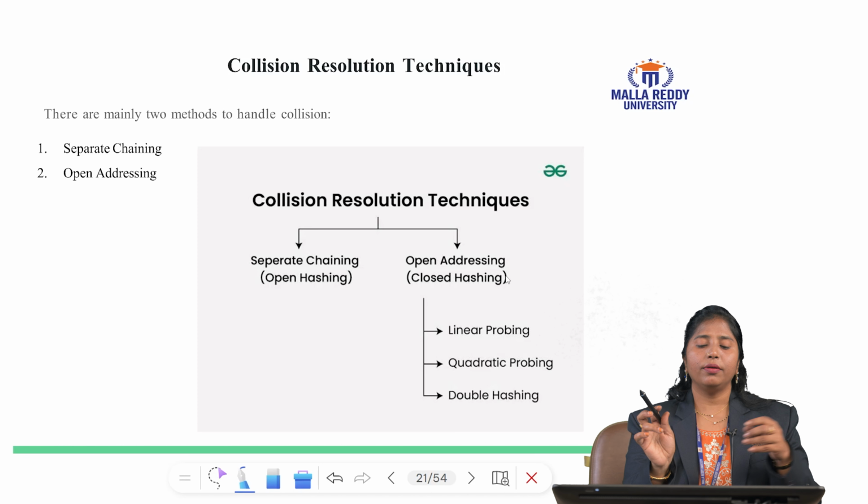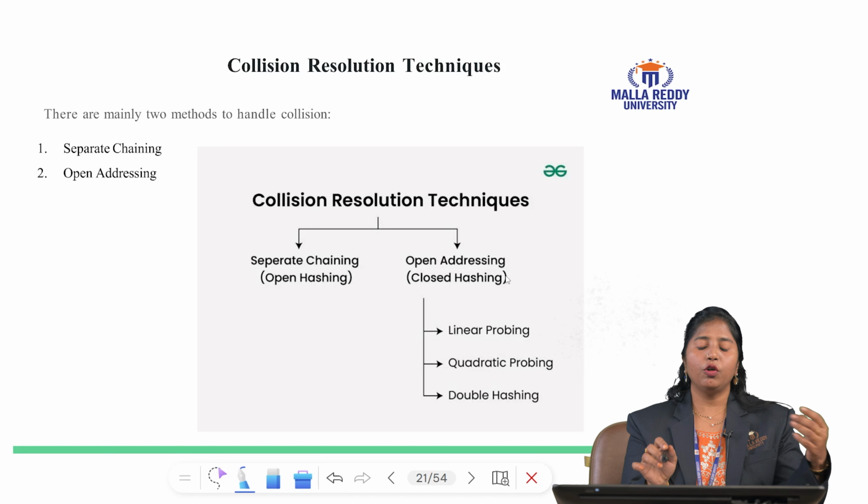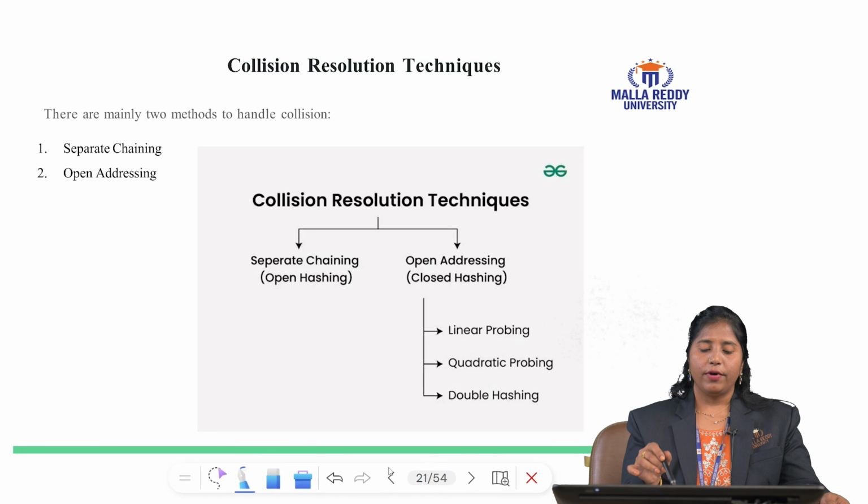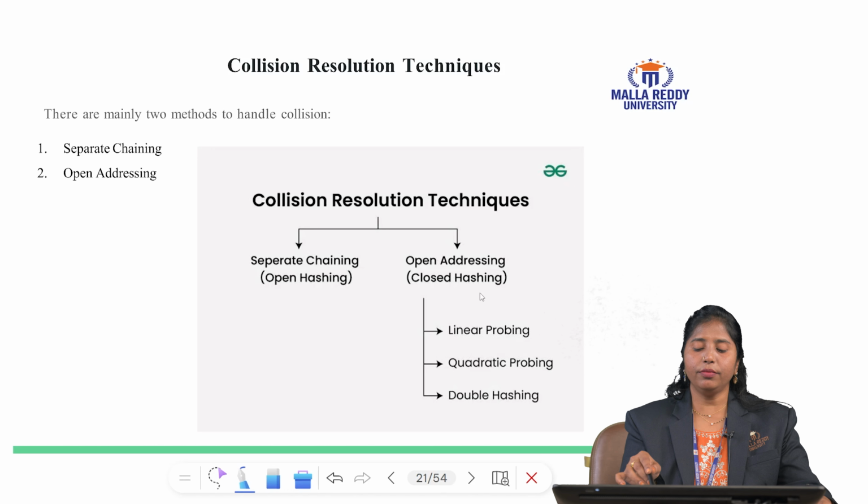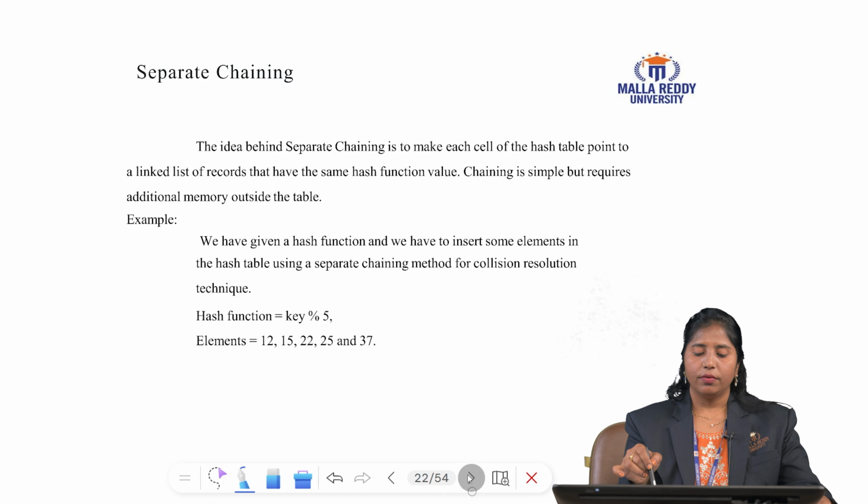In collision resolution techniques we have two types: one is separate chaining and the other is open addressing. Separate chaining is also called open hashing, and open addressing is also called closed hashing. Open addressing again has three types: linear probing, quadratic probing and double hashing. Now let's see them one by one.